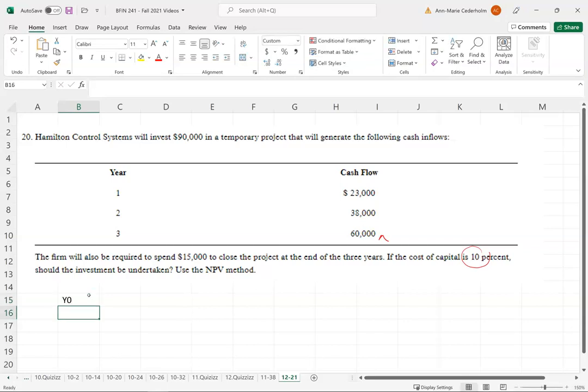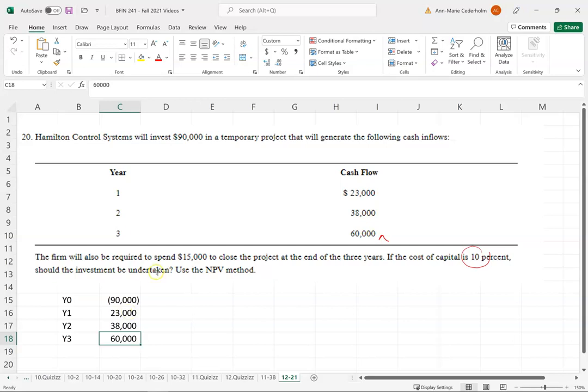So I'll set up year 0, year 1, year 2, and year 3. And year 0 will be the initial investment. So that's $90,000. And I'll put that in as minus because that's a cash outflow. And then each year I'm going to have a cash inflow of $23,000, another inflow of $38,000, and another inflow of $60,000. So that's cash coming in.